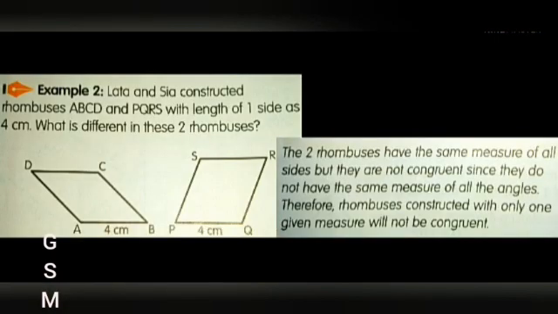Example: Lada and Sia constructed rhombus ABCD and PQRS with length of one side as 4 cm. What is different in these two rhombuses? The two rhombuses have the same measure of all the sides, but they are not congruent since they do not have the same measure of all the angles. Therefore, rhombuses constructed with only one given measure will not be congruent.